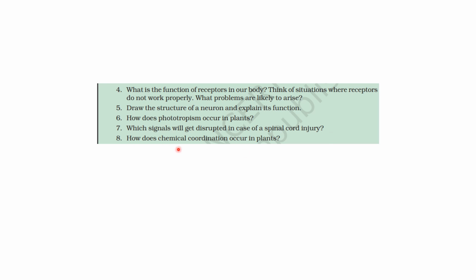Now eighth question is how does chemical coordination occur in plants? So plants use phytohormones for chemical coordination, right? जैसे auxins हैं, auxins promote cell elongation and phototropism, right? Gibberellins stimulate stem growth and seed germination. Cytokinins promote cell division and delay aging. Then abscisic acid induces dormancy and helps the plant respond to stress. And ethylene will promote fruit ripening, right? So this completes these questions.